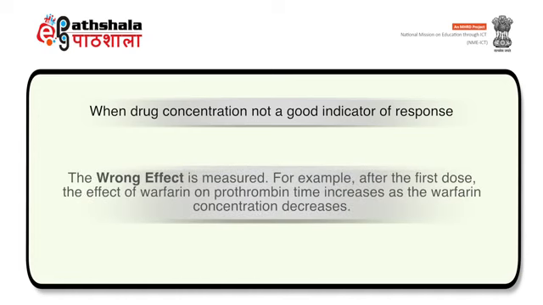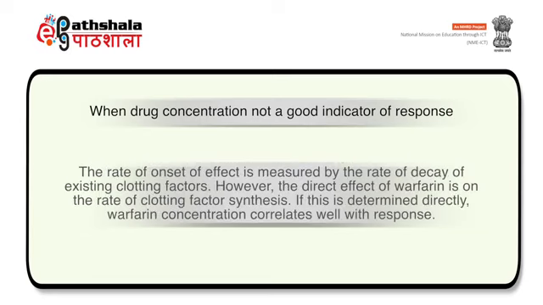Now, there are examples when the wrong effect is measured. For example, after the first dose, the effect of warfarin on prothrombin time increases as the warfarin concentration decreases. The rate of onset of effect is measured by the rate of decay of existing clotting factors. However, the direct effect of warfarin is on the rate of clotting factor synthesis. If this is determined directly, warfarin concentration correlates well with the response.